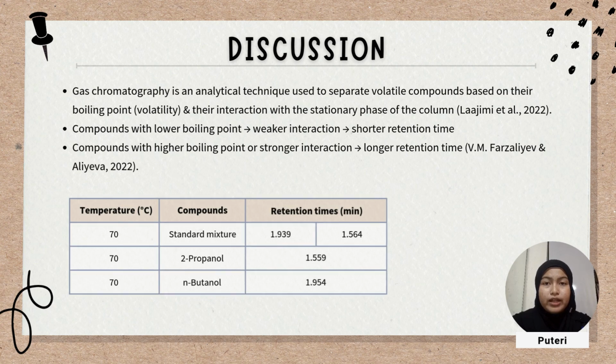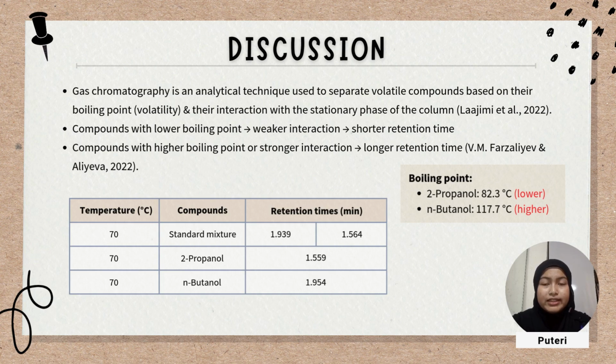Based on the data shown at 70 degrees Celsius, 2-propanol, which has a lower boiling point of 82.3 degrees Celsius, elutes earlier with a shorter retention time of about 1.559 minutes. Meanwhile, n-butanol with a higher boiling point of 117.7 degrees Celsius shows a longer retention time of 1.954 minutes. This result clearly demonstrates the relationship between boiling point and retention time in gas chromatography.